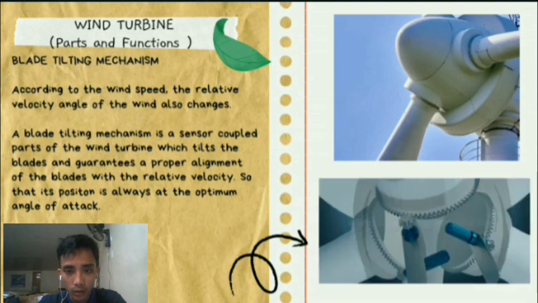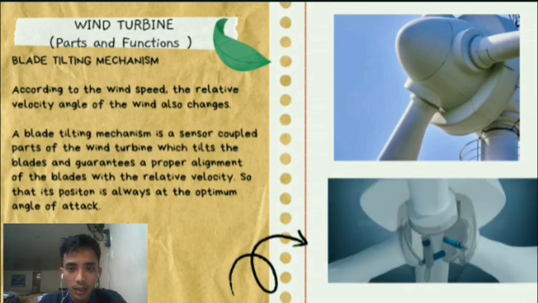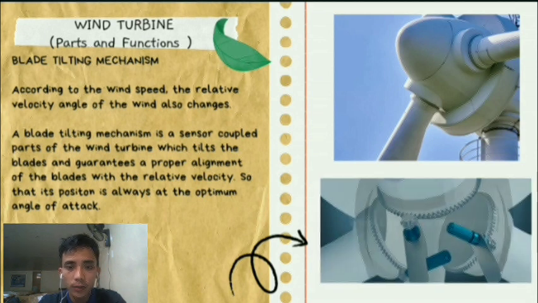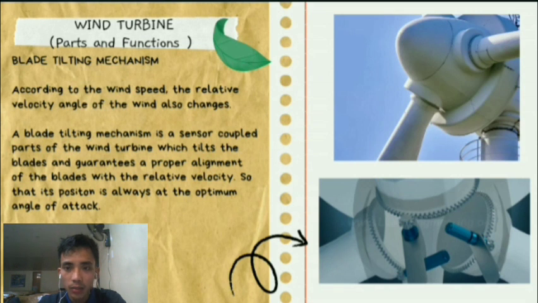The pitch angle is the angle between the chord line, an imaginary line from the leading edge to the trailing edge of the blade, and the plane of rotation. By changing this angle, the blades can control the amount of lift and drag they generate. So ito po yung kalimitang ginagamit ngayon, at meron daw po itong two types.